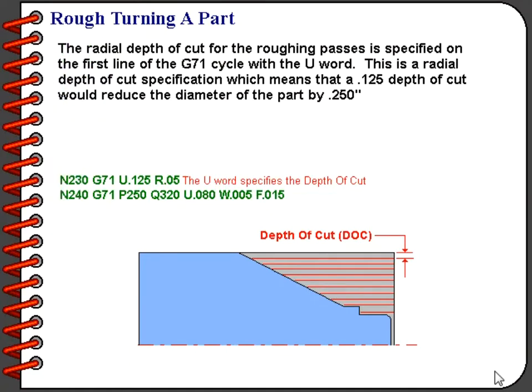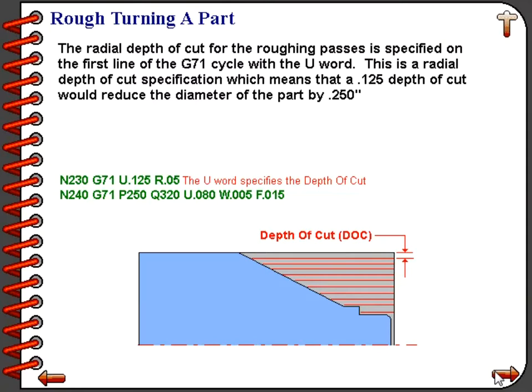The radial depth of cut for the roughing passes is specified on the first line of the G71 cycle with the U word. This is a radial depth of cut specification, which means that a 0.125 depth of cut would reduce the diameter of the part by 250 thousandths of an inch.